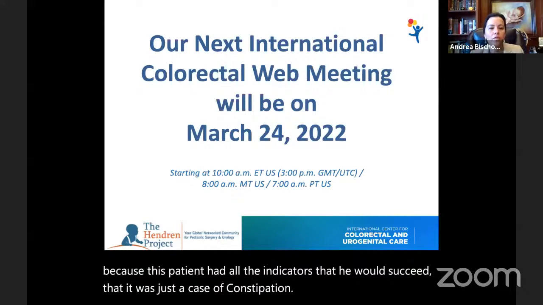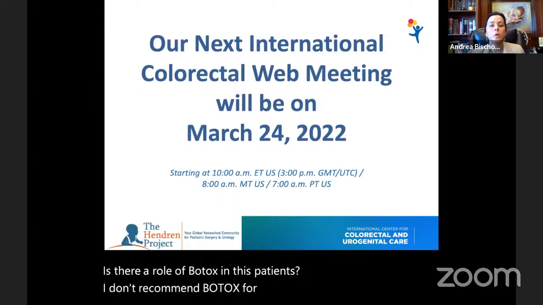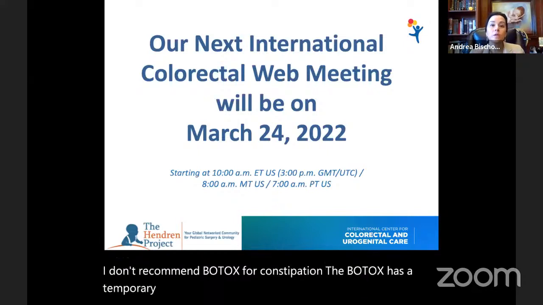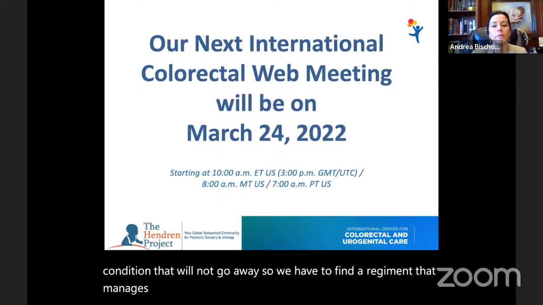Is there a role of Botox in these patients? I don't recommend Botox for constipation. Botox has a temporary effect, and we're dealing with a chronic condition that will not go away. So we have to find a regimen that manages the constipation on a daily basis. So I don't recommend Botox for this case.